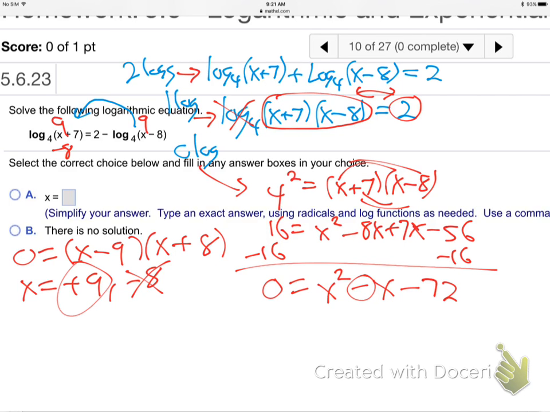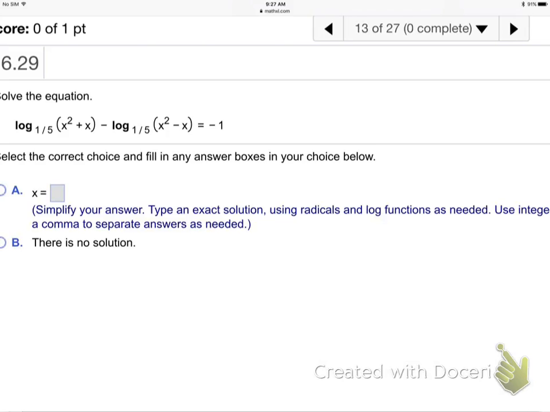Is that all making sense? You just get the logs on the same side, and then 2 logs, 1 log, no log, and solve from there. All is well. There it is. Okay, so there it is. So yeah, let me let you do the first step.